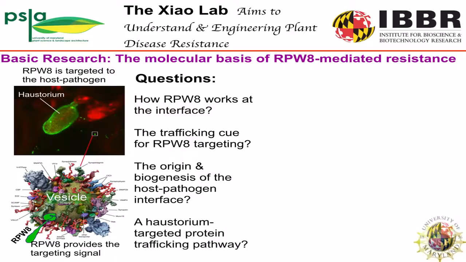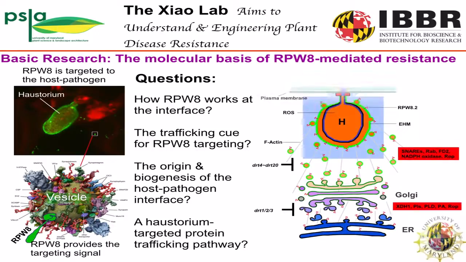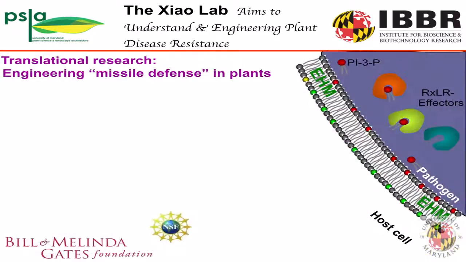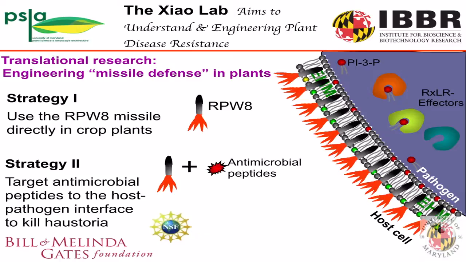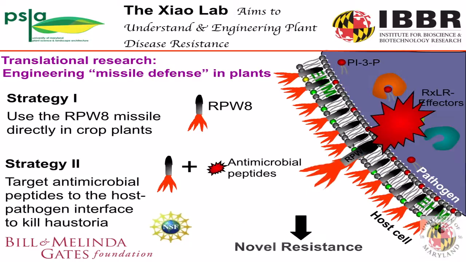Do host cells engage an EHM-specific membrane/protein trafficking pathway for defense? If so, what are the trafficking components involved? Finally, can one use RPW8 as a delivery vehicle to target any antimicrobial protein to the host pathogen interface, thereby engineering novel, haustorium-targeted resistance in crop plants?